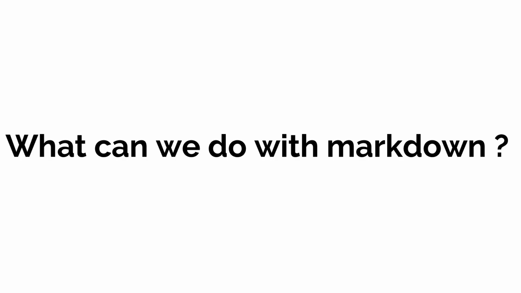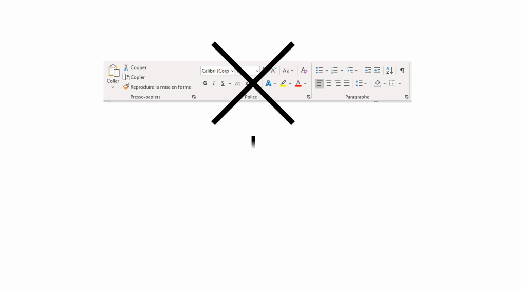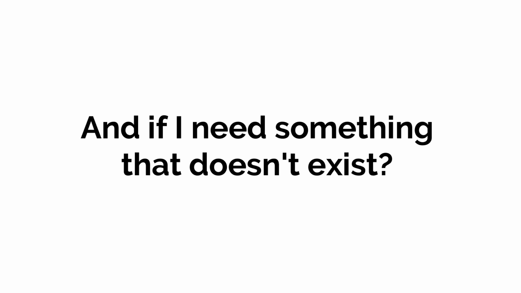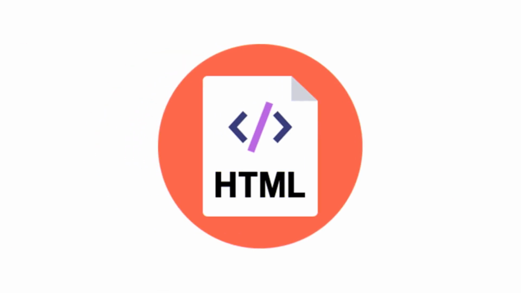What can we do with Markdown? Well, many things. It won't be as powerful as a classic text editor like Word, but all the basic functions are there. So you can make tables, images, put links, italics or bold for example, and many other things. And if I need something that doesn't exist, it's very simple. If you want more functionality, you can directly use HTML tags in your Markdown text.